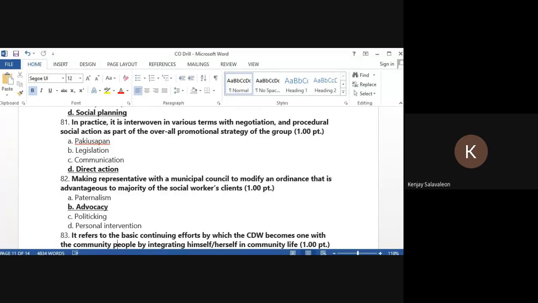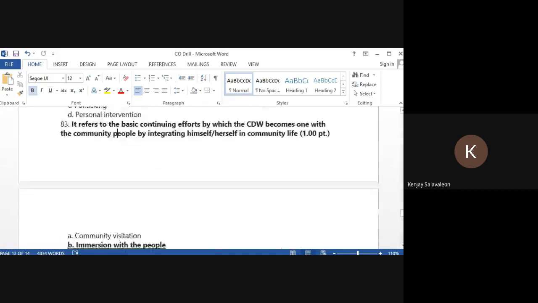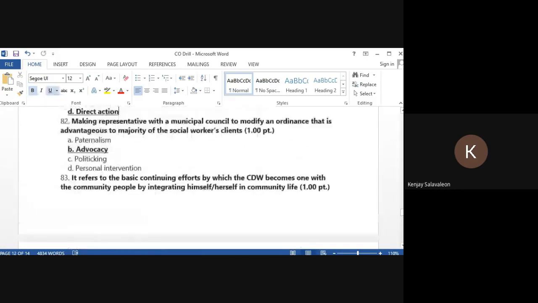81. In practice, it is interwoven in various terms with negotiation and procedural social action as part of overall promotional strategy of the group. Bakit nasali ang group dito? Anyway, let's skip this one. But the correct answer for here is direct action. Kasi nga, negotiation, procedural and social action, it involves face-to-face interaction. So, direct action ang tawag dyan in part of promoting the welfare of the group.